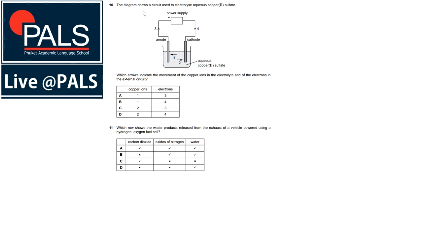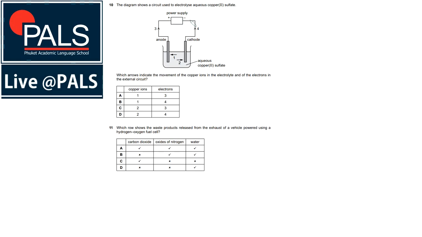Question 10, the diagram shows a circuit used to electrolyze aqueous copper 2 sulfate. Which arrows indicate the movement of the copper ions in the electrolyte and the electrons in the external circuit? So let's have a look at the second part of the question. First, the electrons in the external circuit.